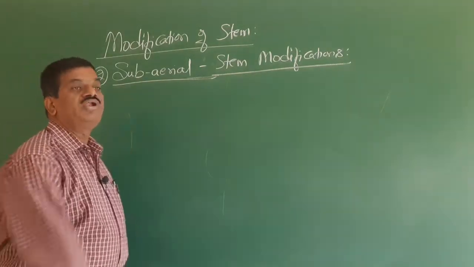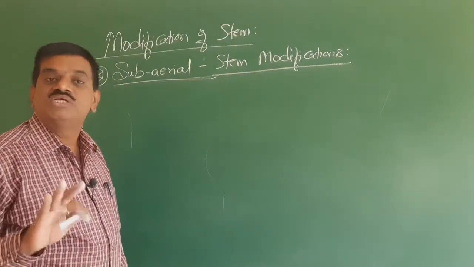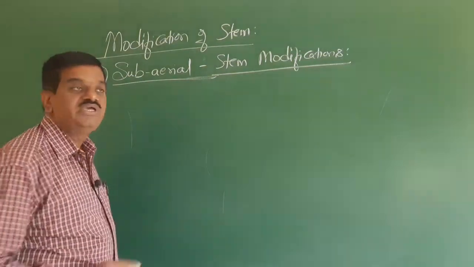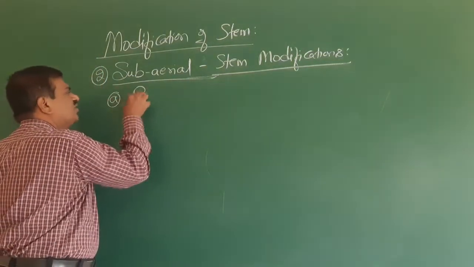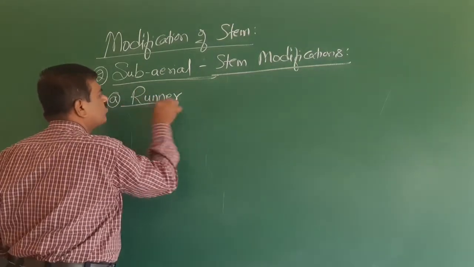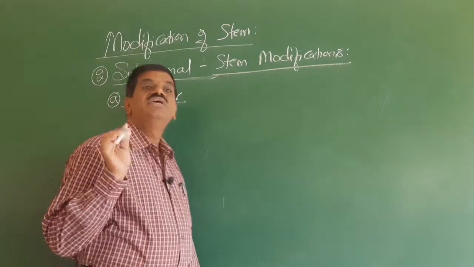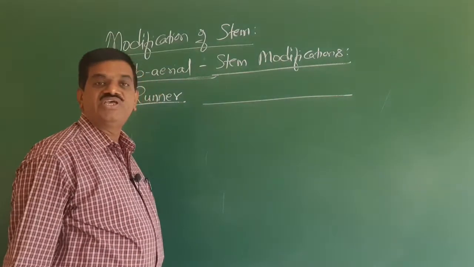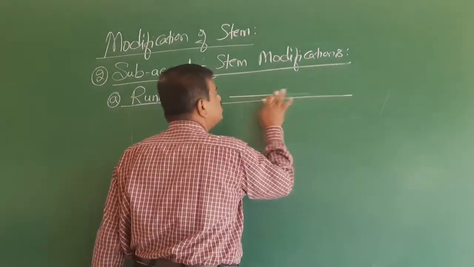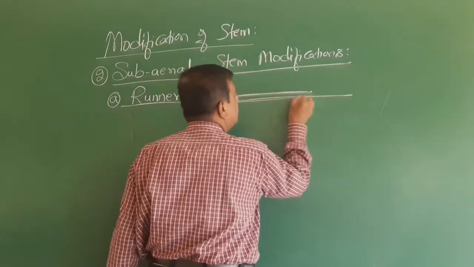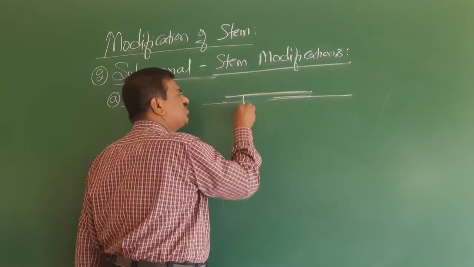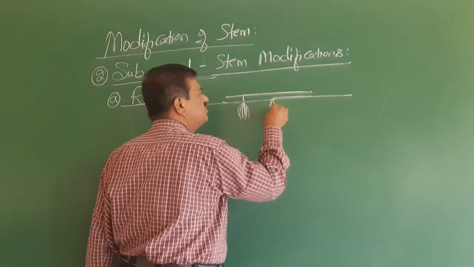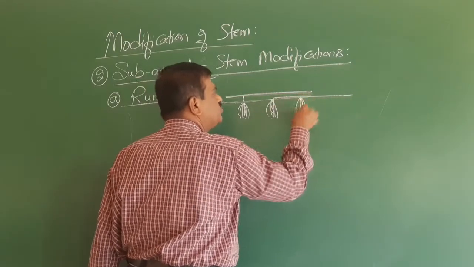Here, the stem always grows horizontal to the soil surface, on the soil surface. We will start with the first one, called runner. The runner grows horizontal to the soil surface. It has nodes, and at the nodal region it produces adventitious roots.